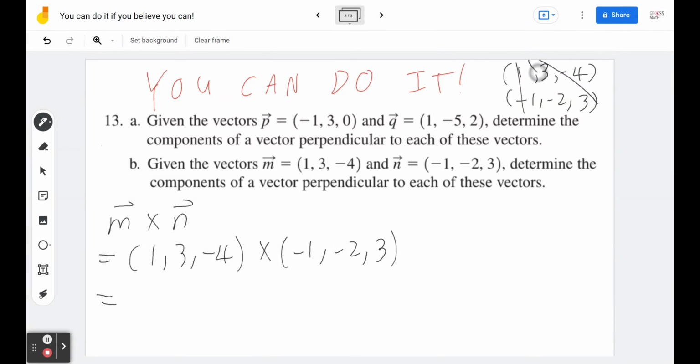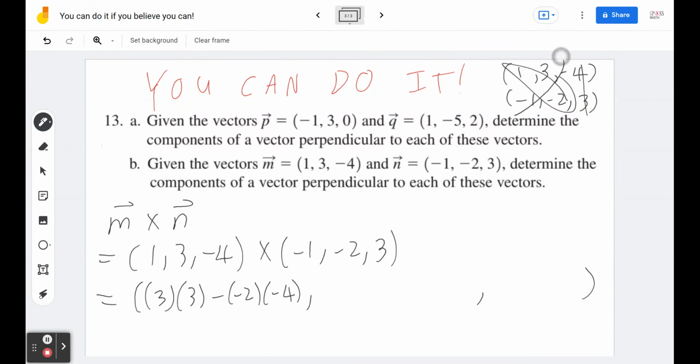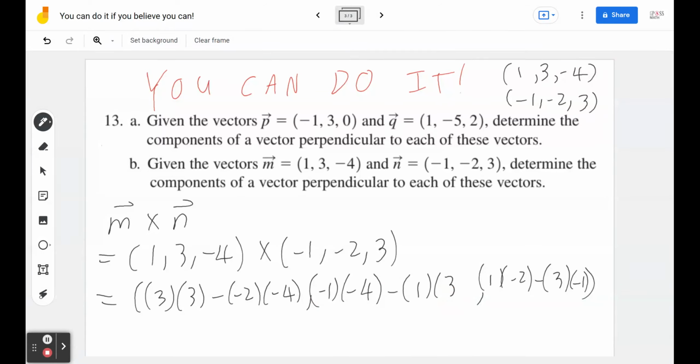In the first component, take 3 times 3 minus -2 times -4. And the last component, you can take 1 times -2 minus 3 times -1. In the middle column is going to be the opposite sequence. You're going to take -1 times -4 minus 1 times 3.